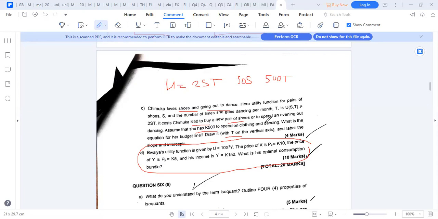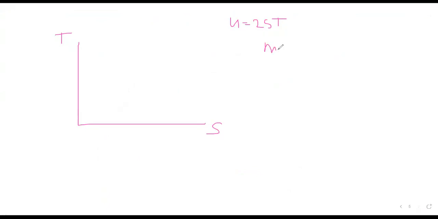So assume she has 500 to spend on clothing and dancing. What is the equation? Okay, so what is the equation? Income is equal to price of shoes times S plus price of dancing and pleasure times T. The budget we have is 500.